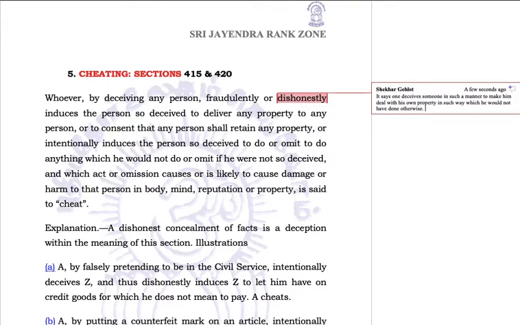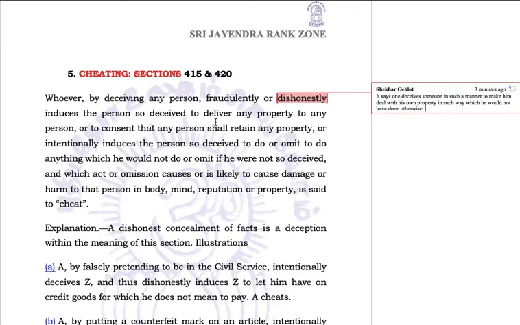So someone is deceived in such a manner that he delivers any property to any person. I will deliver my property to any person upon his asking, who has deceived me. Or consent that any person shall retain any property. If my property is with someone, I will give consent that you keep my property. Or intentionally induces the person so deceived to do something or omit, or not to do something, which he would not do or omit otherwise. That is called cheating, deceiving someone fraudulently.